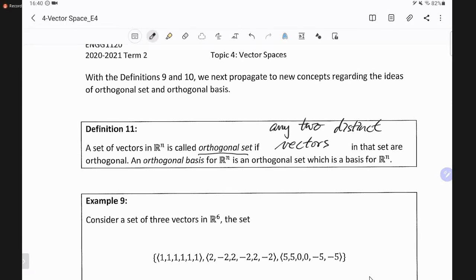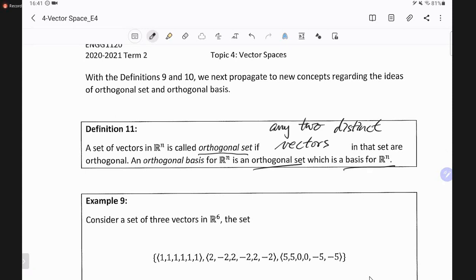On the other hand, I can also claim a basis to be an orthogonal basis for the general Rn space. What is the idea? It consists of two parts. An orthogonal basis is an orthogonal set which is also a basis for the Rn space. So in order to find an orthogonal basis, we need to check two things. Firstly, whether or not the set of vectors of concern is an orthogonal set. Secondly, whether or not this is a basis for the general Rn space.